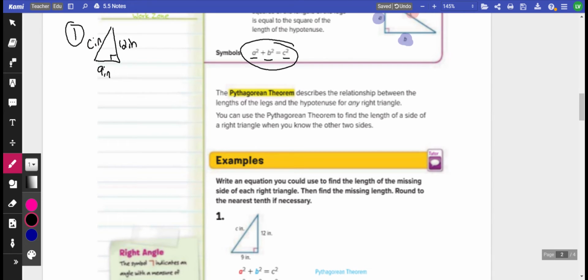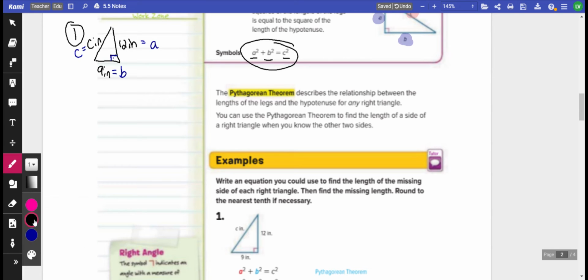I'm going to identify my hypotenuse first. Well, my hypotenuse is going to be the longest side. Well, c, 9, and 12 doesn't help, but it does help to know that it's the opposite of the right angle. If my right angle is right here, that means that this is going to be my hypotenuse, which is labeled as c. For a and b, it doesn't matter which one is 12 and which one is 9. Just label it however. So I'm going to make 12 a and 9 b.